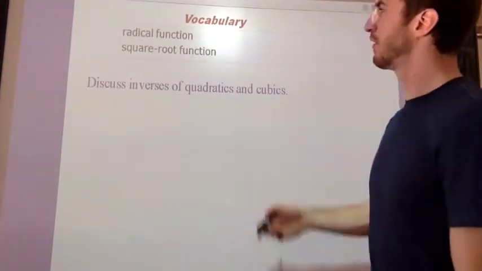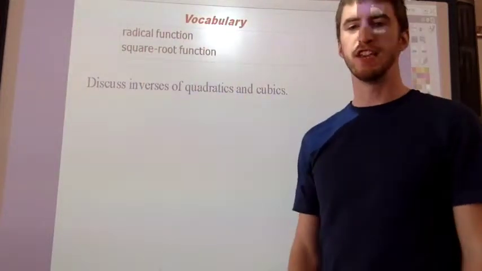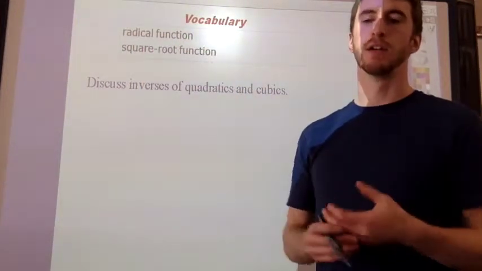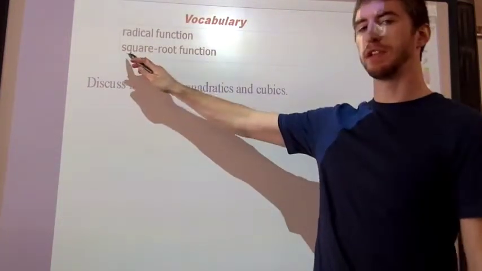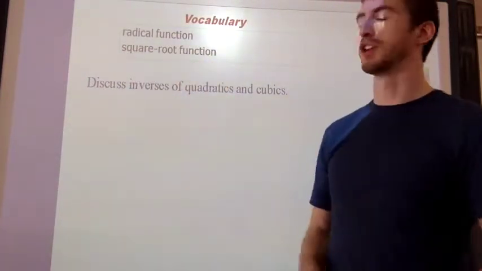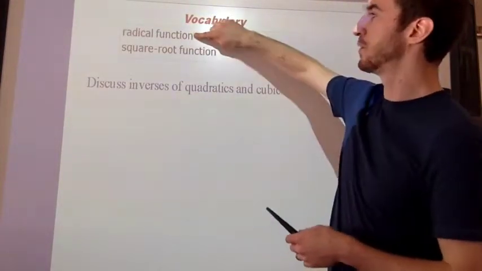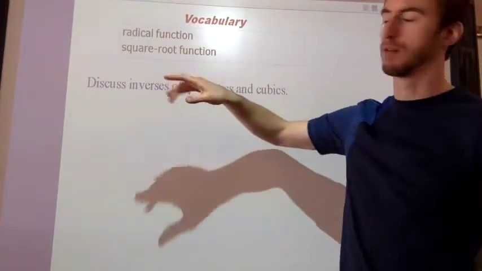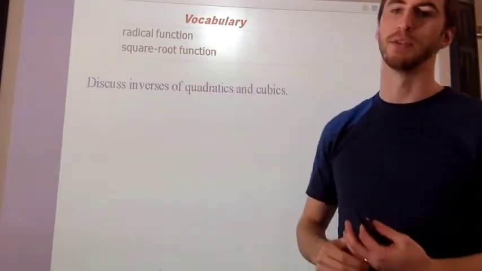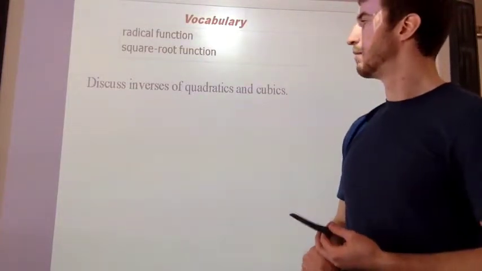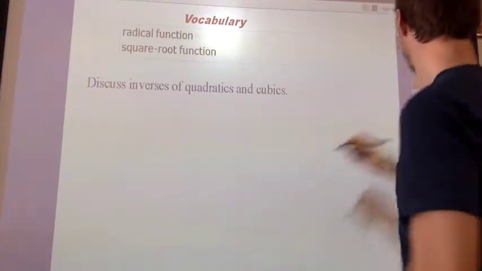So some vocabulary for you. A radical function is any function, like f of x, that has a radical in it. More specifically, a square root function is any function that has a square root in it, which is also a radical. So radical function is more of an umbrella term, and the square root function specifically has to have a square root in it. And I have here discuss inverses of quadratics and cubics.